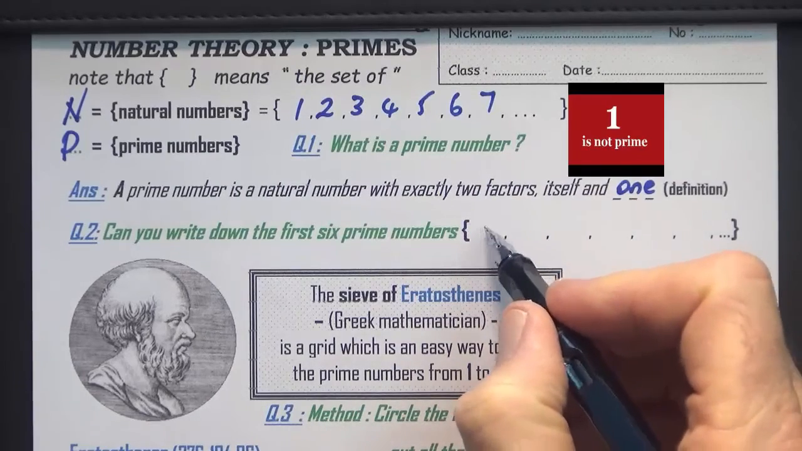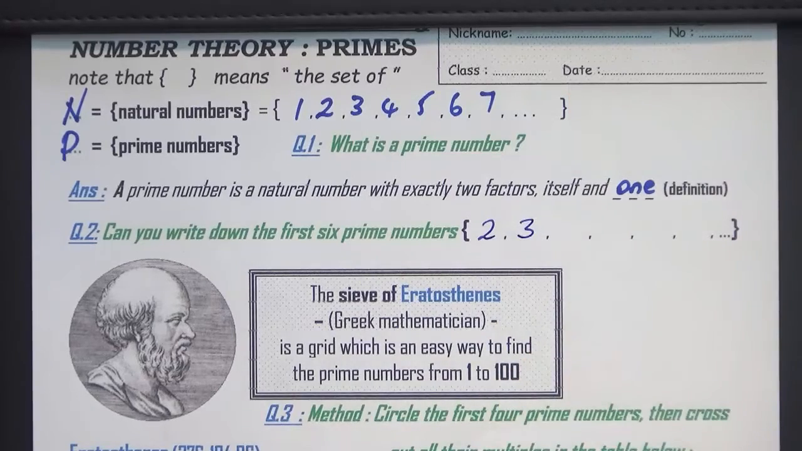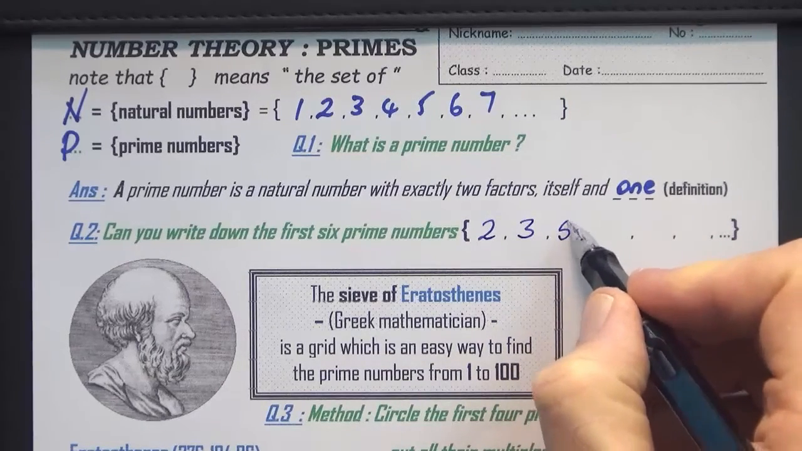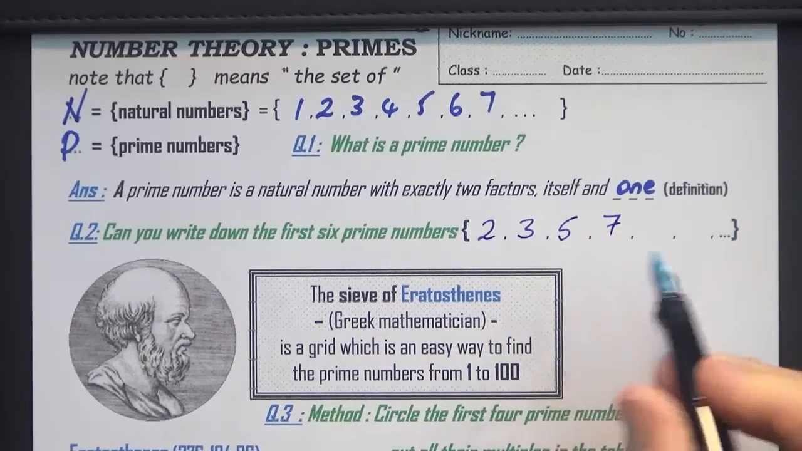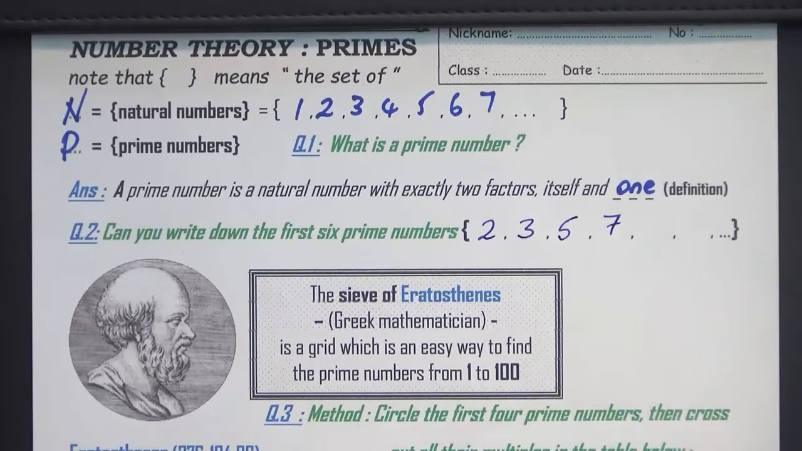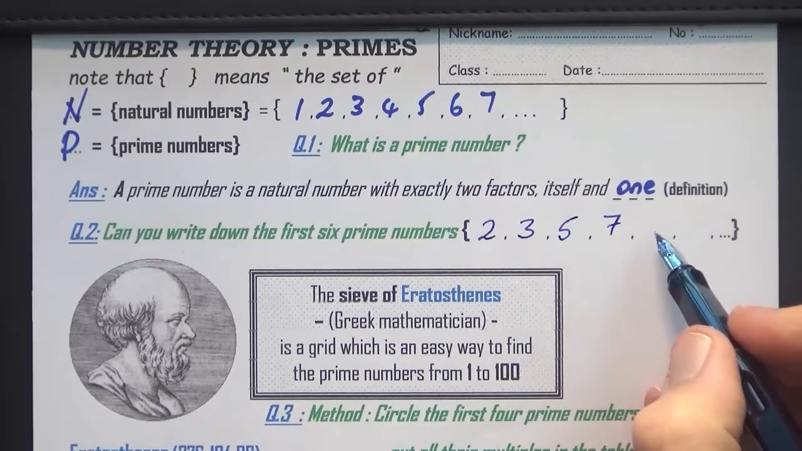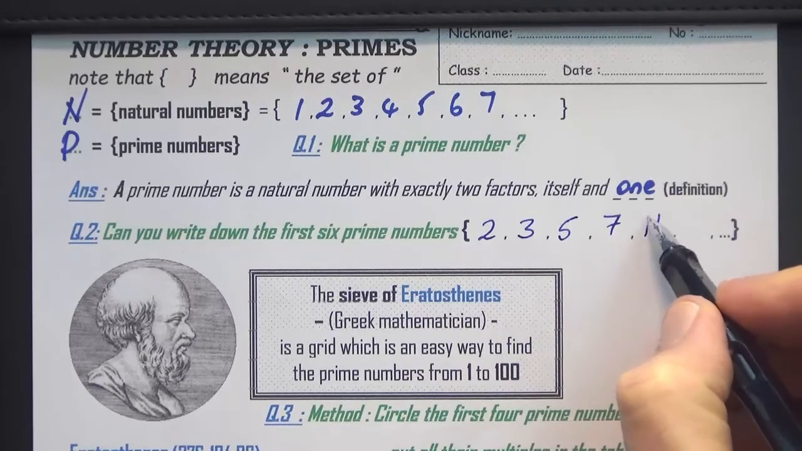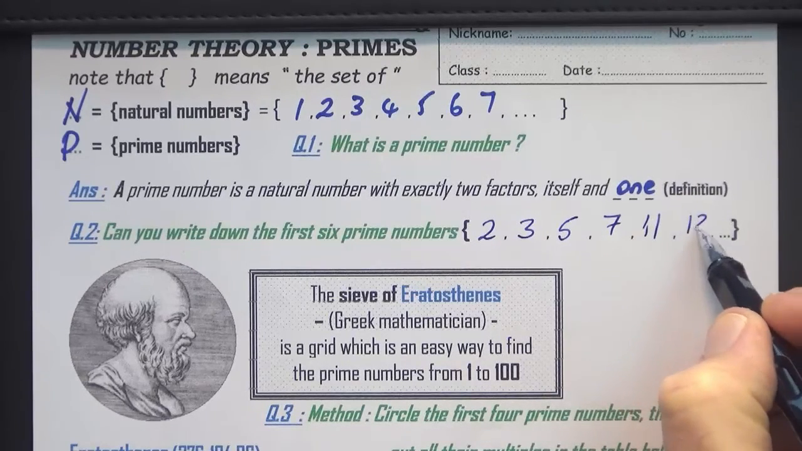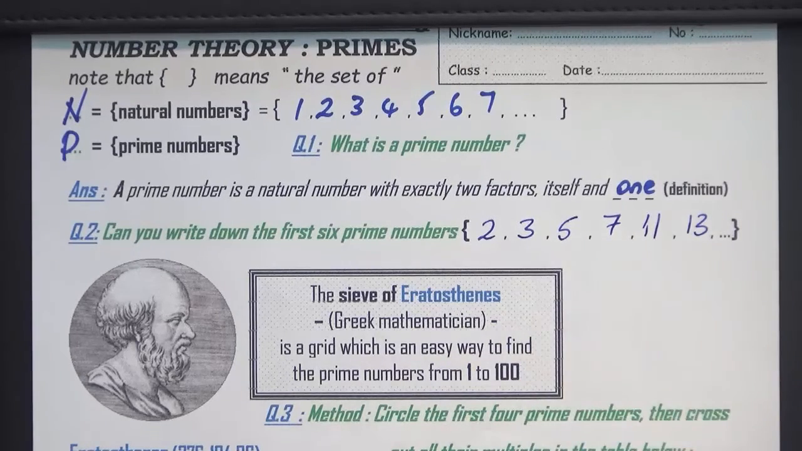So 1 is not prime, but 2 is prime, and 3 is prime. 4 is composite. 5 is prime. 7 is prime. Notice all the even numbers from now on are composite. 2 is the only even prime. 9, though, is also composite. It's 3 squared. 11 is prime. And 13 is prime. And there are our first 6 prime numbers.